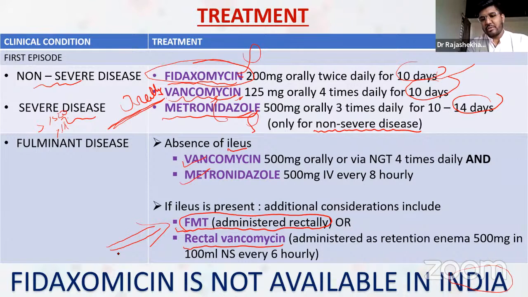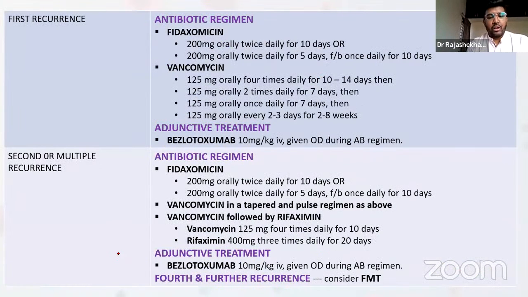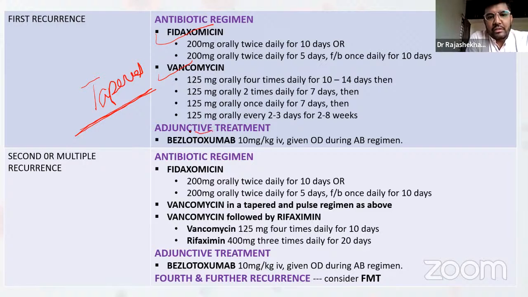You can consider rectally administered fecal matter transplantation or rectally administered vancomycin for fulminant disease in the presence of ileus. How will you treat the recurrence? For the first recurrence, the drug of choice is either fidaxomicin or vancomycin in a tapered regimen. Or adjunctive treatment can also be considered along with these two, that is bezlotoxumab. This is the newer drug approved for Clostridium difficile infection, a monoclonal antibody. You need to remember this particular drug.